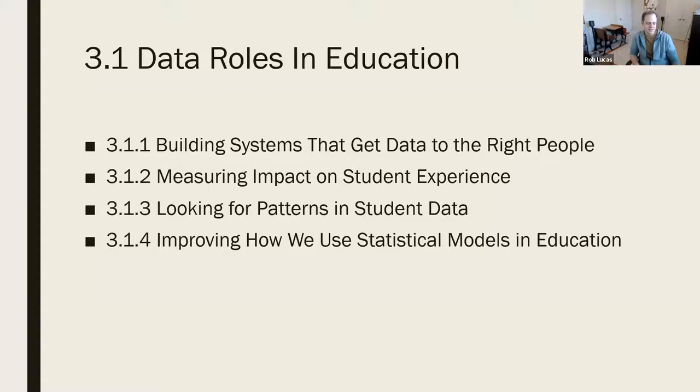They've divided this up into building systems that get data to the right people. So that would involve warehousing data, and also governance issues, deciding not only who does need to get the right data, but also security issues about who shouldn't have access to it, and then designing it in different ways for use by, say, administrators or teachers or whoever the relevant audience is.